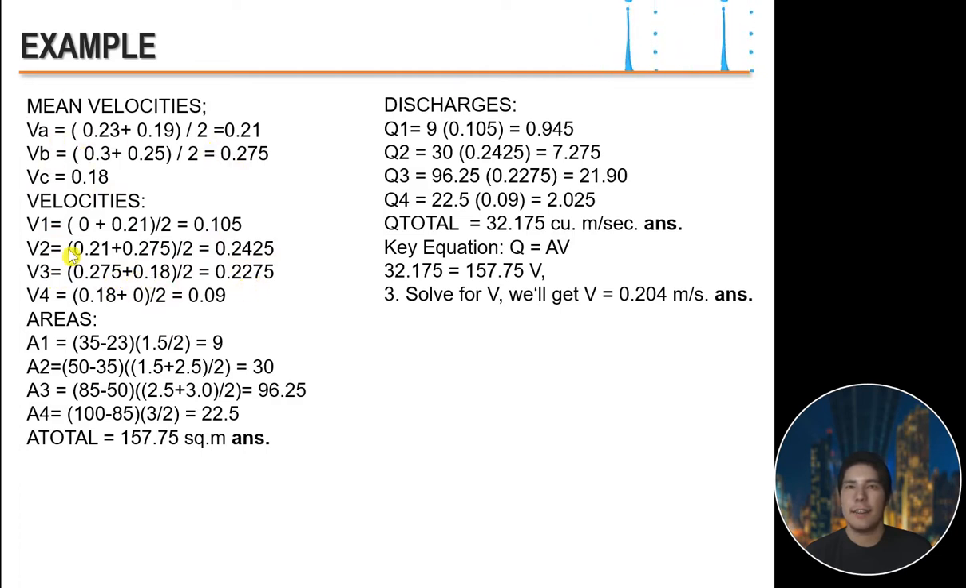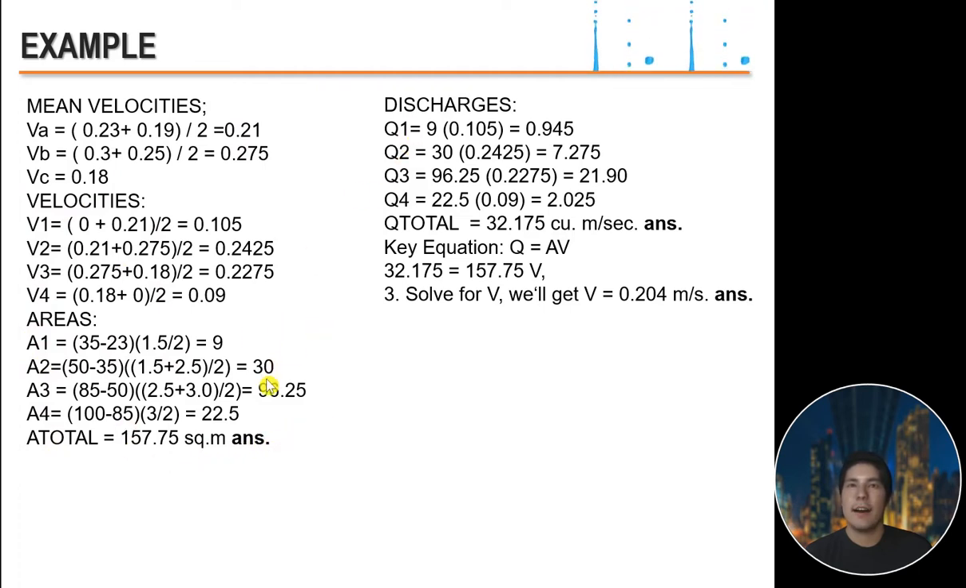So, these mean velocities are what we used to calculate also for V1, 2, 3, and 4. Okay? So, we have now also the areas. So, area 1, area 2, area 3, and area 4. We can now get the value of the total area, which is 157.75 square meters.